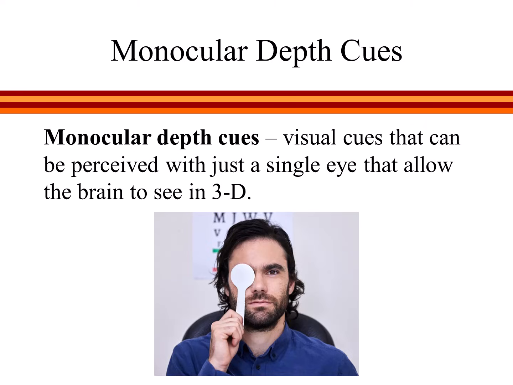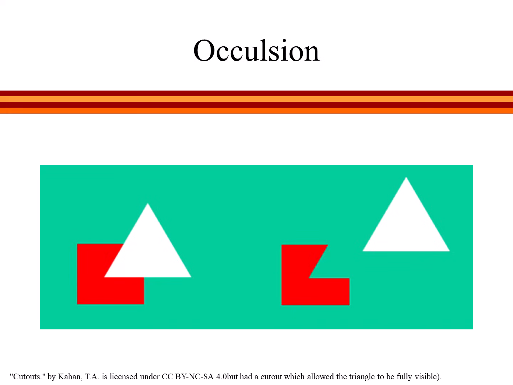This is because your brain can also determine depth by relying on various contextual cues that it can receive from just a single retina, and these are called monocular depth cues. There are many different monocular depth cues that your brain relies on, and I'll highlight just a few of the main ones here. First, occlusion is the principle that an object in the foreground will occlude or block any objects behind it. So in the picture on the left, you might perceive the white triangle as being closer to you because it appears to be blocking a red rectangle behind it.